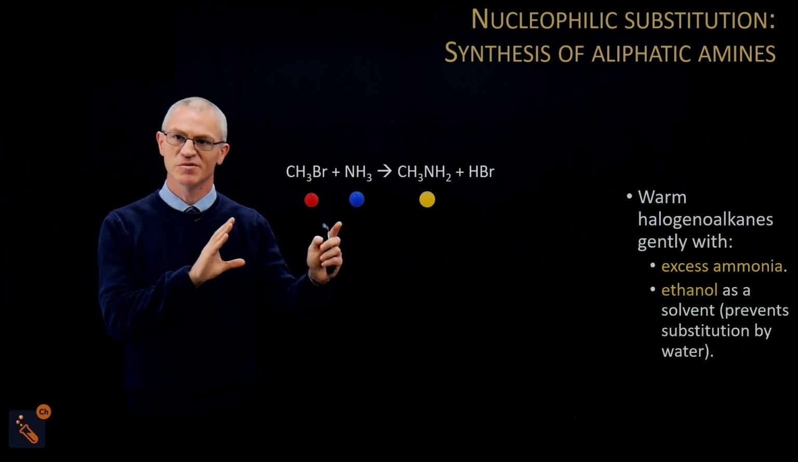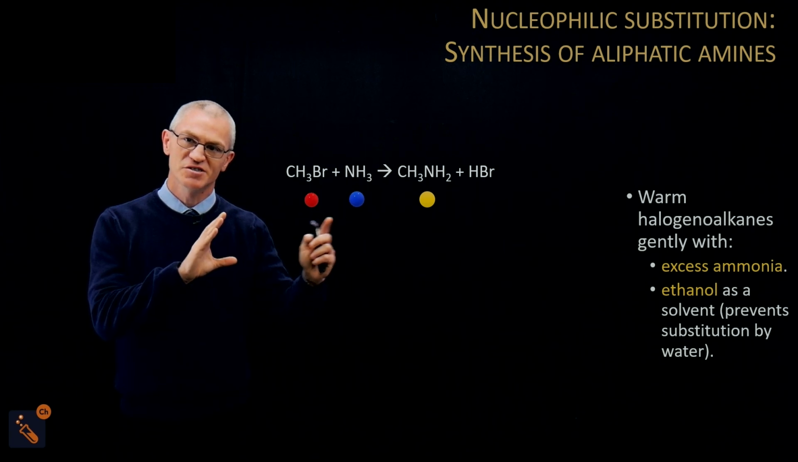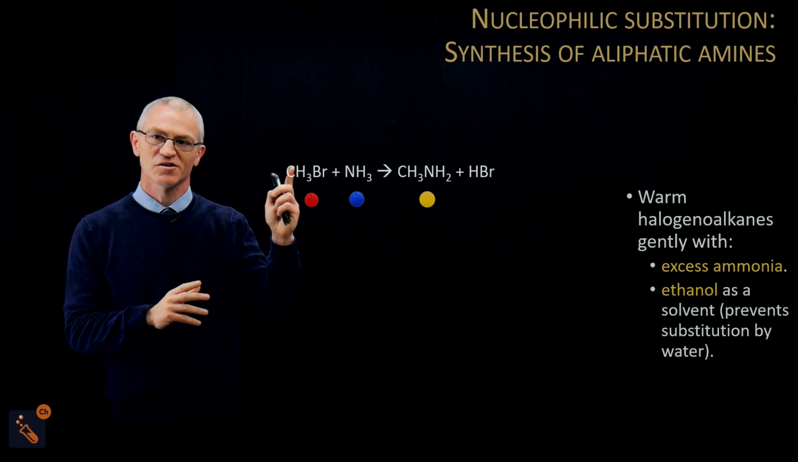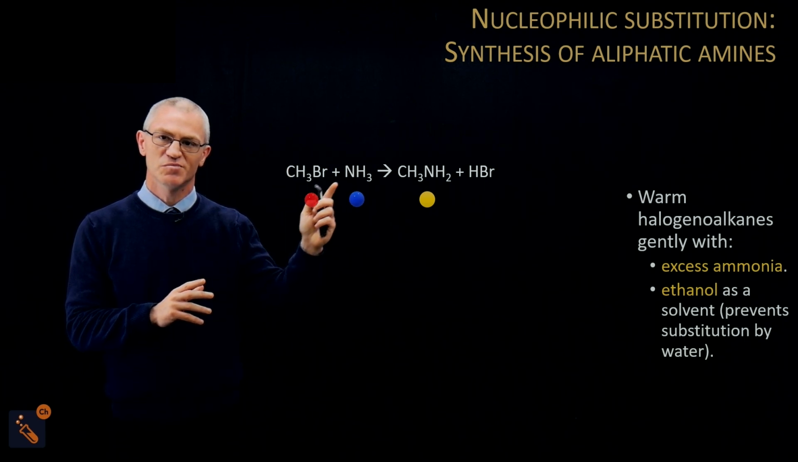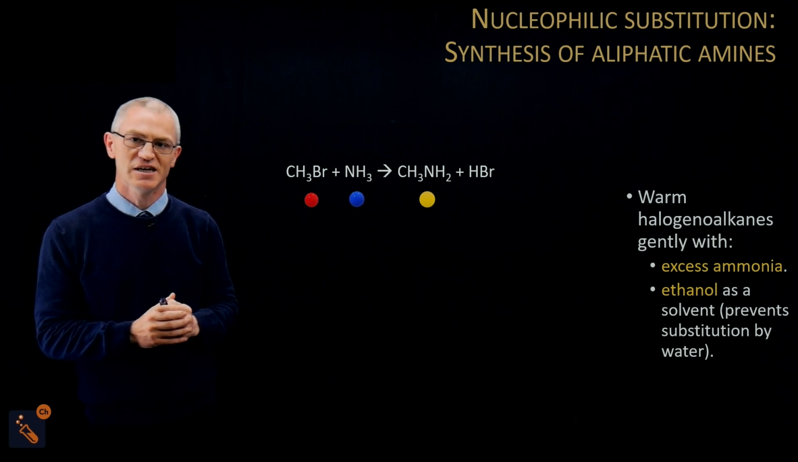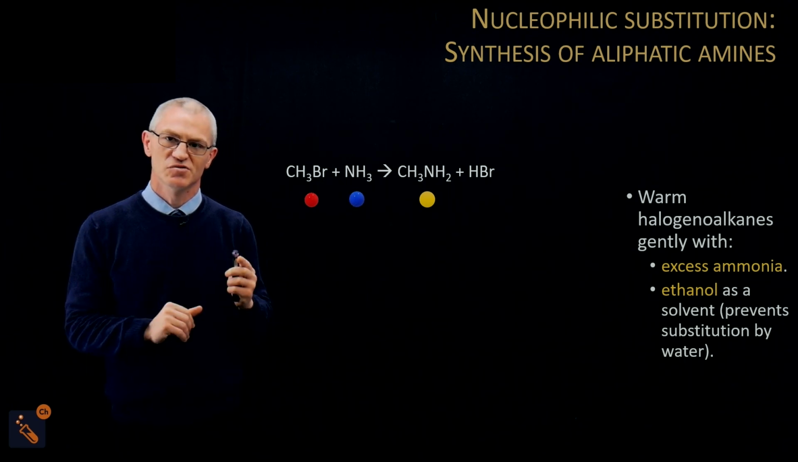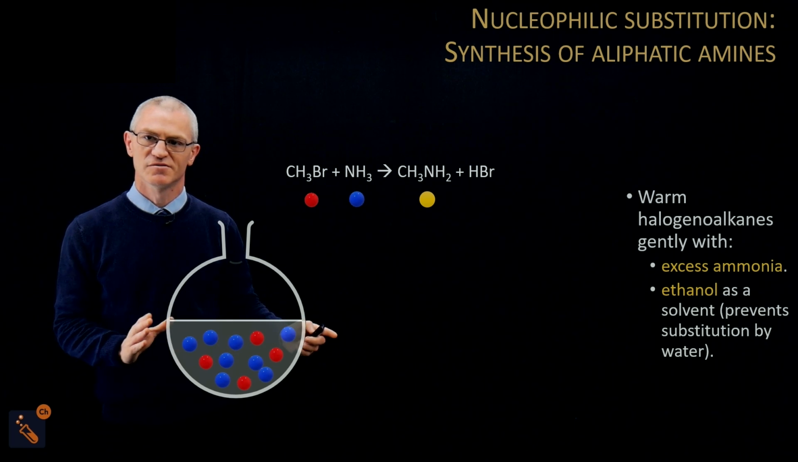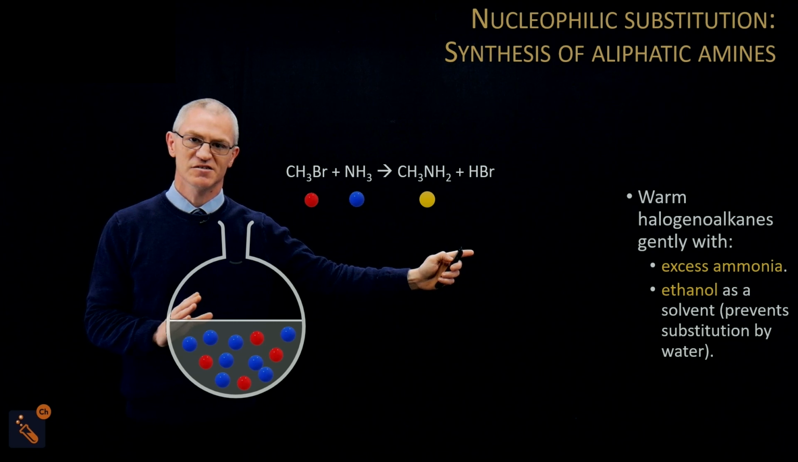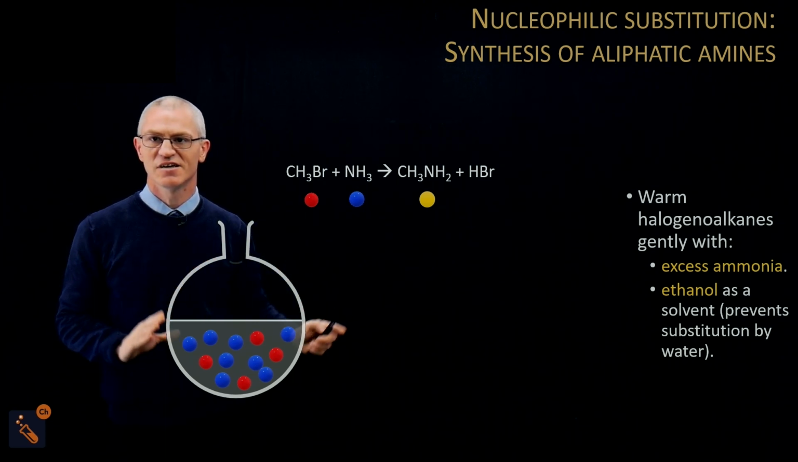So I find this easier when I'm in class. I find it much easier if I just do these as different coloured balls. So our CH3Br is a red ball, NH3 is a blue ball, and our CH3NH2 is a yellow ball. And I told you they're all in one pot. So here is our pot. We start off with excess ammonia because it says excess ammonia there. That is your condition, excess ammonia.